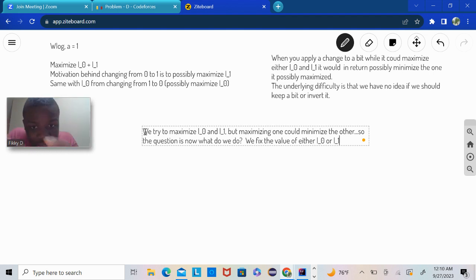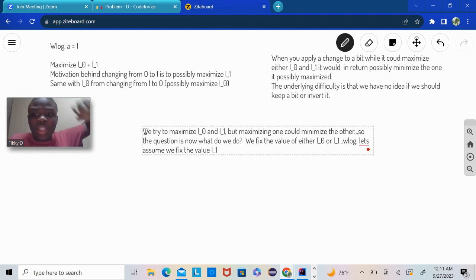This question motivates it because we're saying that if we fix the value of L0 or L1, then now we know something. Let's assume we fix the value of L0. What this allows us to do is that the value of L1 is fixed. Then you have a sense of direction. We said the underlying difficulty was that we have no idea if we should keep a bit or invert it. Well, obviously, if you're going to change a bit, you always change it to a 0 because L1 is already fixed.